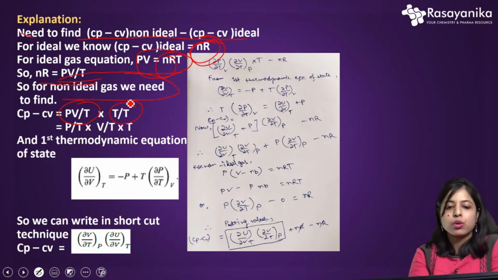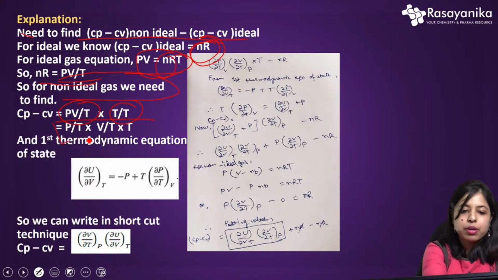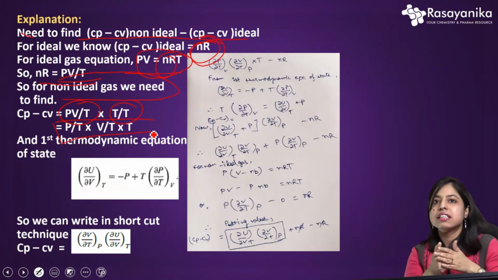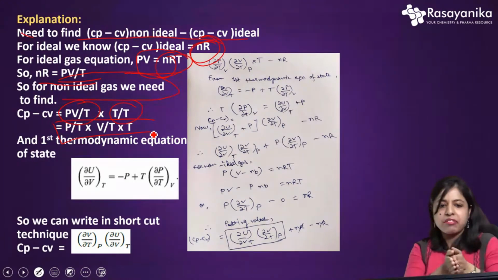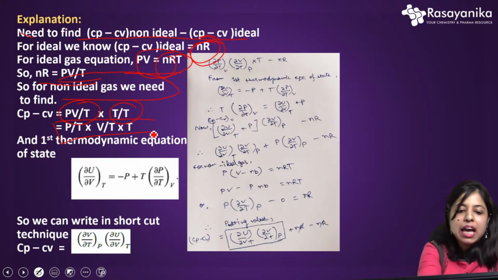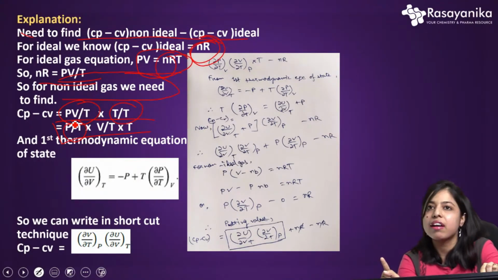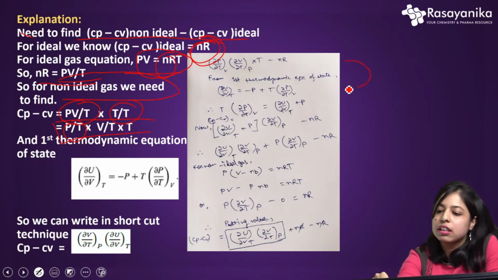So now write it down like this: P by T, into V by T, and into T. Now how can we write this in terms of derivatives for Cp minus Cv of a non-ideal gas? Just look carefully. We have P by T already in our hand. So how can we write this? We can write del P by del V.